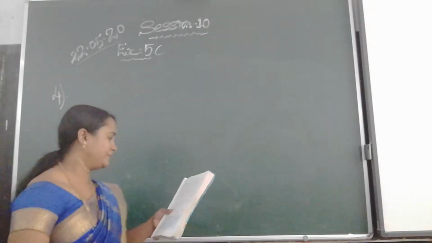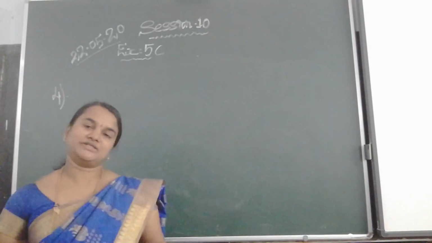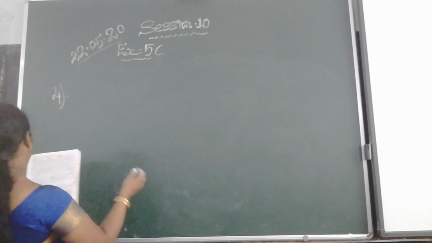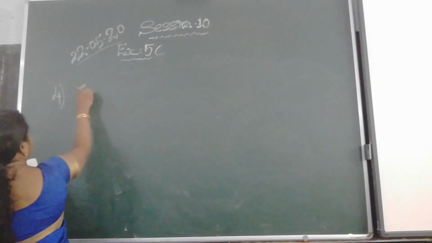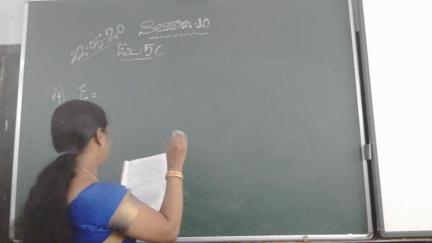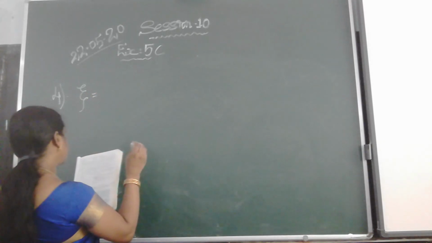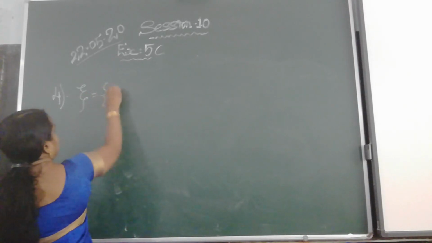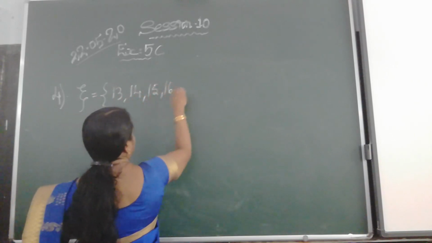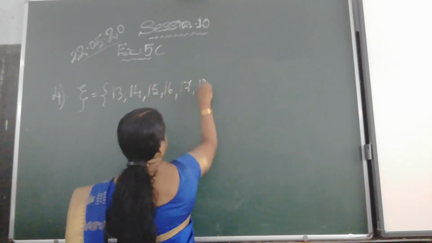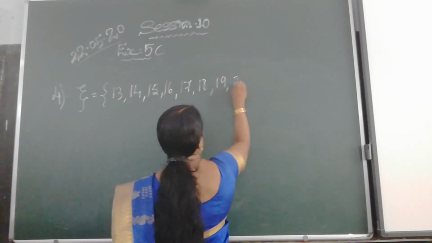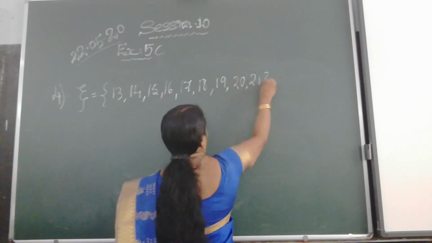In question number 4, we have to find out A complement and B complement. The universal set is given. I told you about complement: to find the complement we need the universal set. Universal is 13, 14, 15, 16, 17, 18, 19, 20 and 21.